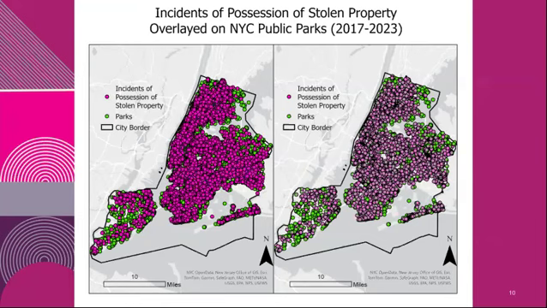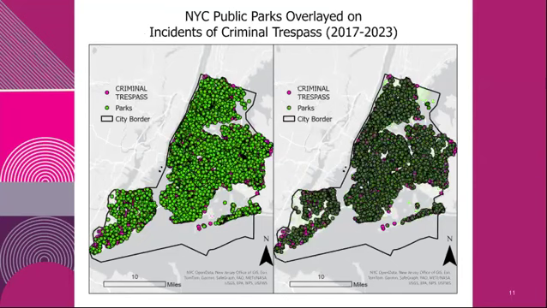Originally, I'd overlaid the incidents on top of the public parks with public restrooms. However, there were far more locations of incidents than there were parks, it seemed. And so I decided to try to overlay the incidents on top of all the parks, and it seemed a much better match. Likewise, the incidence of criminal trespass had a similar trend, even more closely correlated than the incidence of possession of stolen property. The incidence of criminal trespass almost exactly correlates with the locations of all the public parks in New York City.